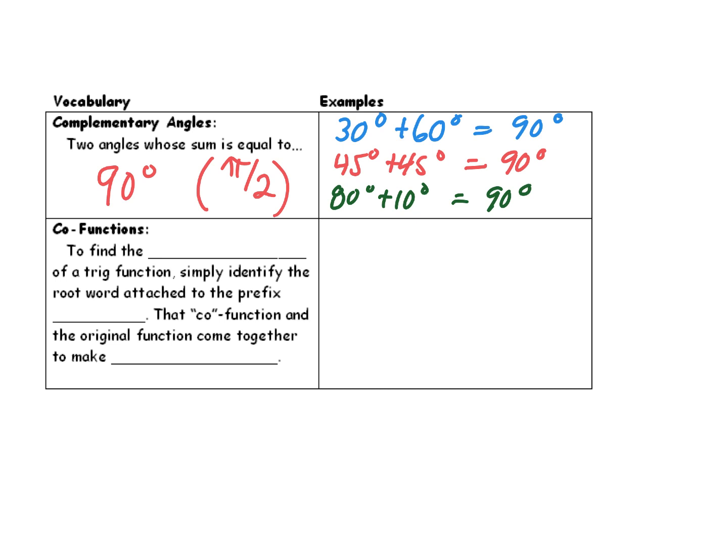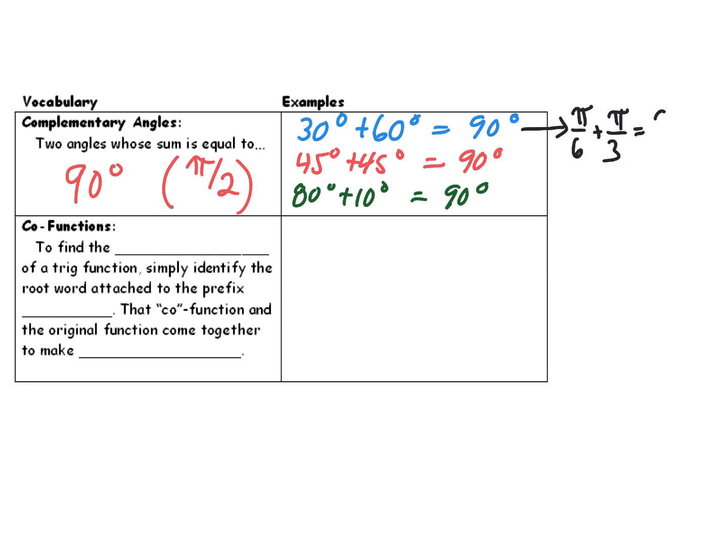So, for instance, if I do this one, remember that that's the same as doing pi over 6 plus pi over 3. Pi over 6 plus pi over 3 would give you pi over 2. So, in radian measures, they would be angles that add to pi over 2. So we could have complementary angles appearing in degree or radian measure.